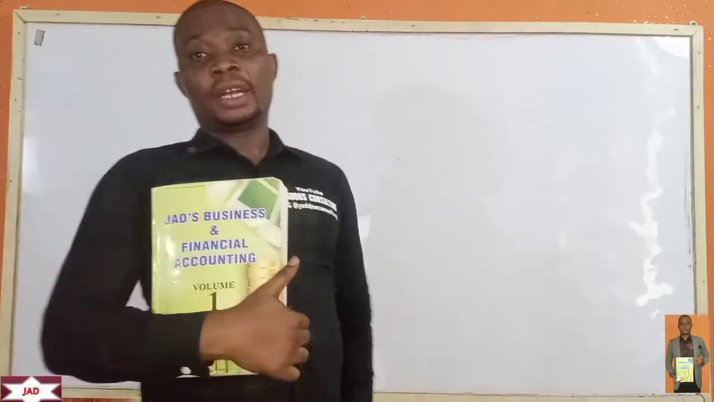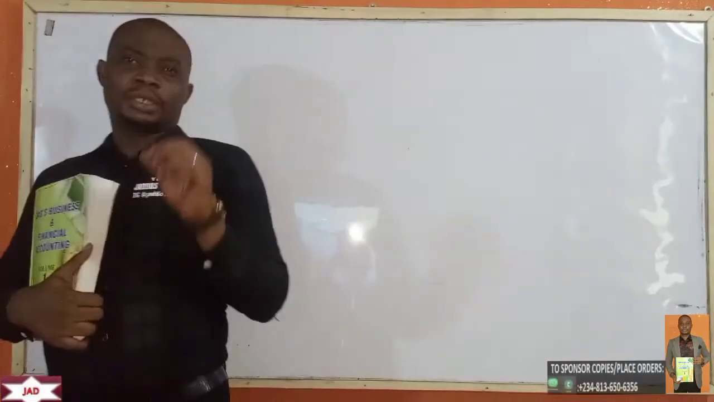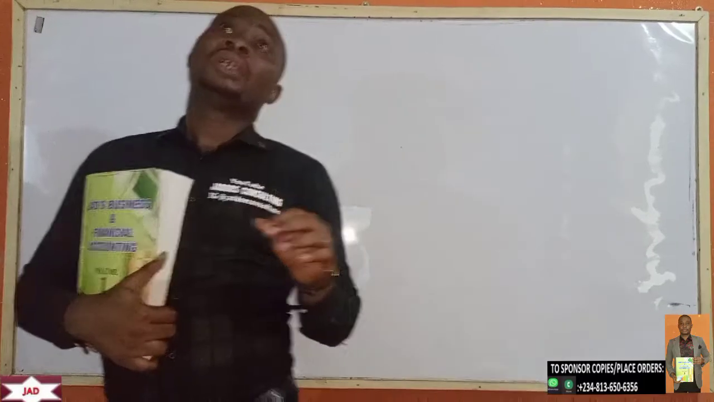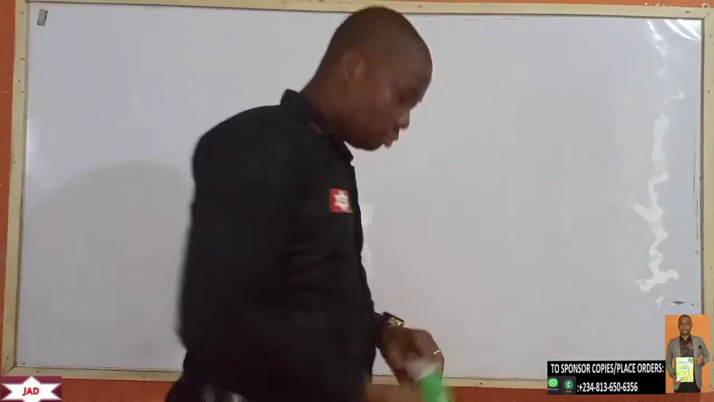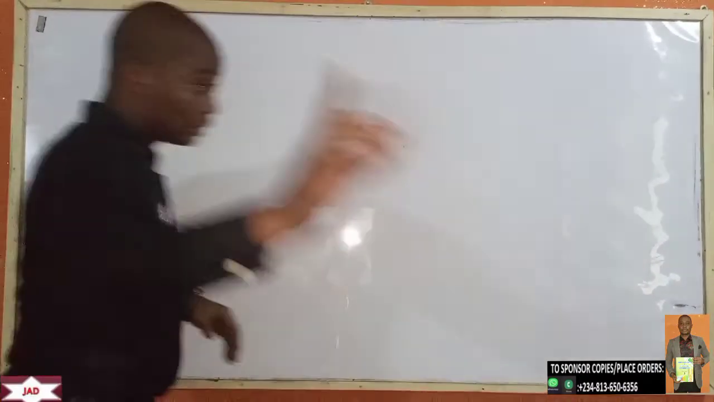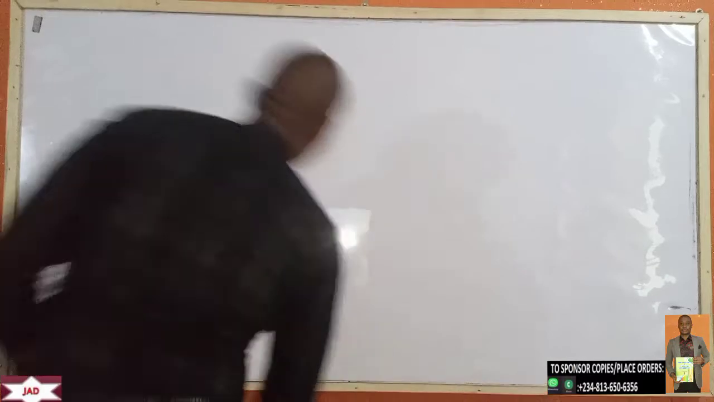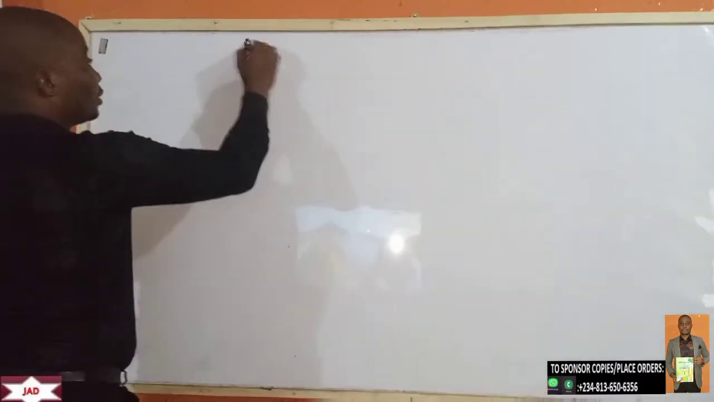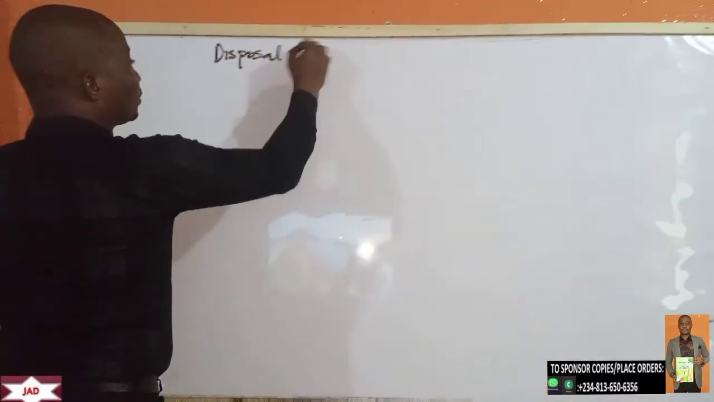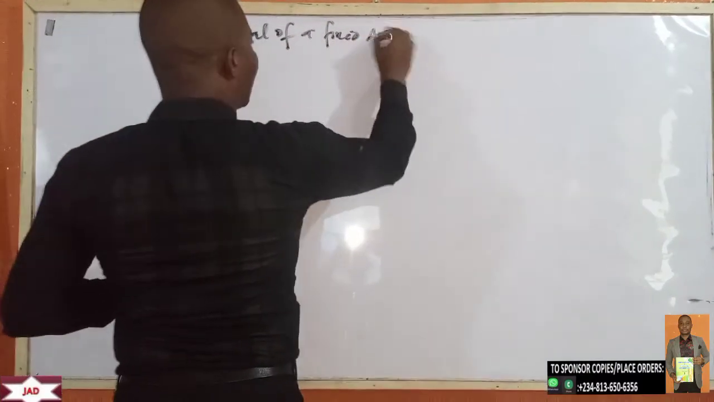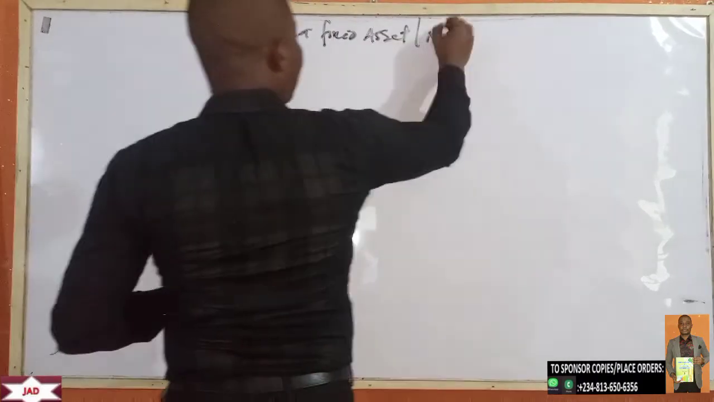So today we are looking at a question that will help us understand how to account for disposal of a fixed asset. Now you understand when I say disposal. Disposal means to sell, right? So let's say disposal of a fixed asset. Of course, you can say non-current asset, right?